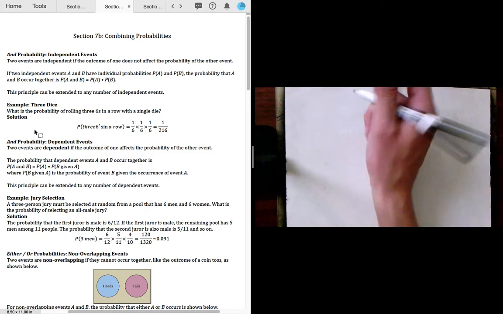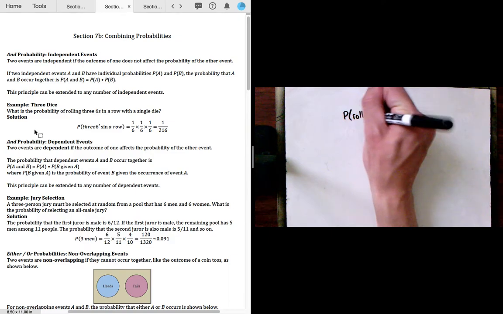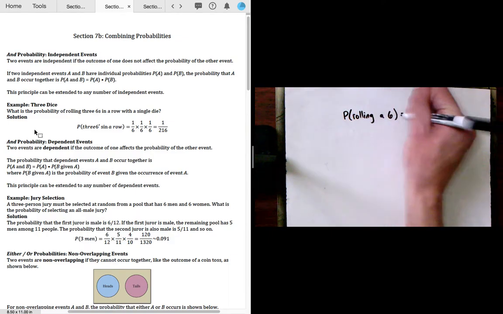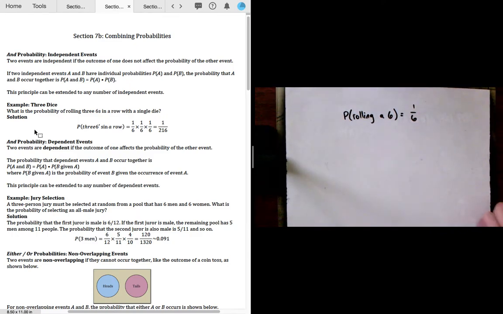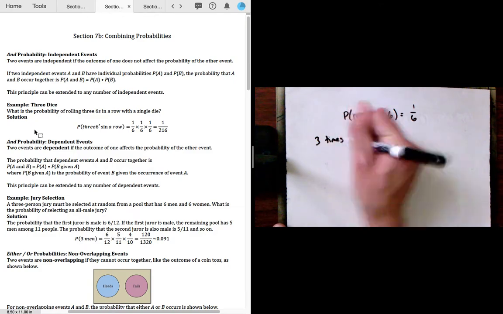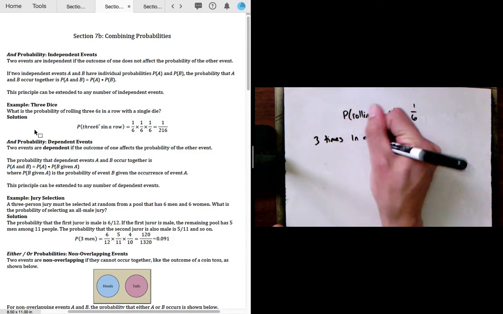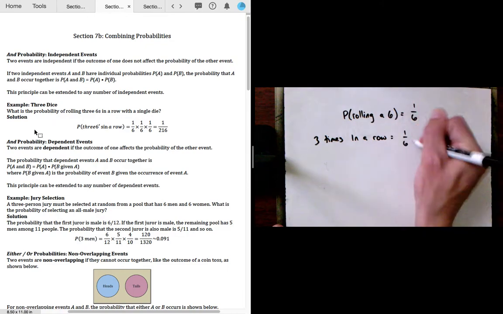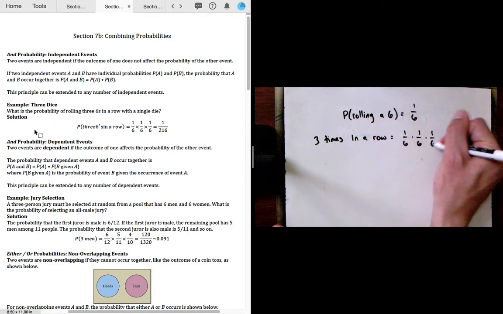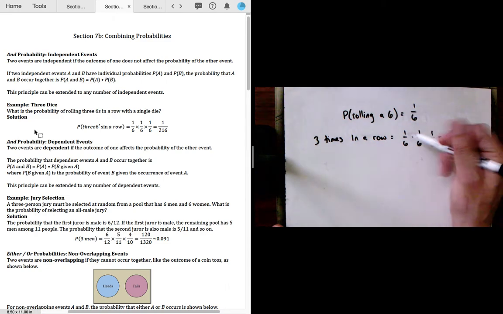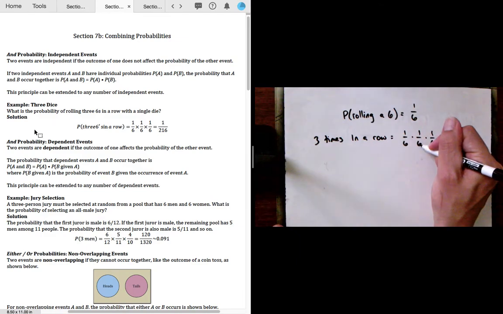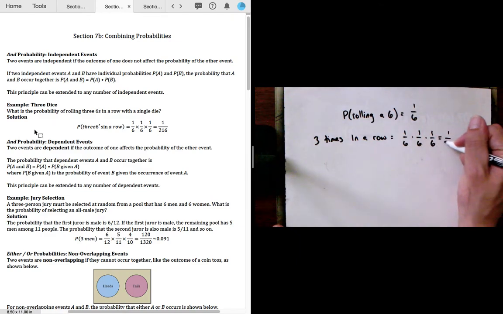Well, I find the probability of rolling a 6. So the probability of rolling a 6, we can see, is 1 out of 6. The die has 6 different numbers to choose from. To roll the number 6, there's only one way of doing that, and so we can express that probability as 1 out of 6. If I want to do that 3 times in a row, I need to multiply 1 over 6 times itself. Then I would say 1 out of 6 times 1 out of 6 times 1 out of 6. Multiplying fractions is just going straight across. 1 times 1 times 1 is still 1. 6 times 6 is 36, times another 6 is 216.